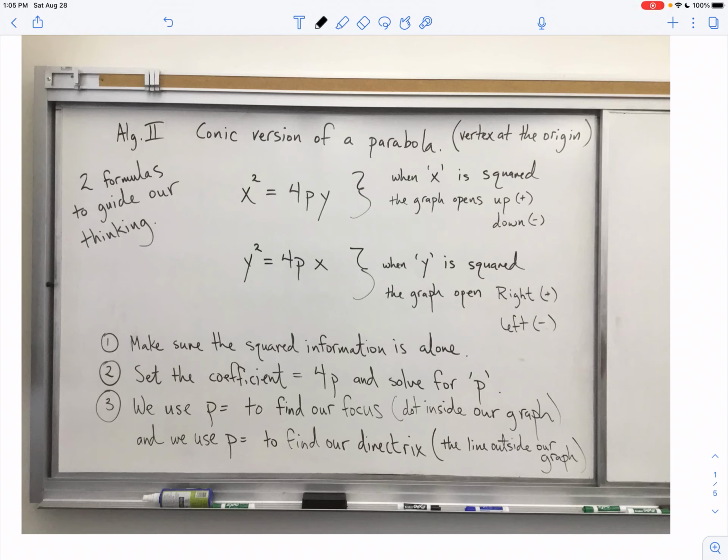Greetings, guys. This is a lesson about graphing parabolas that are written in conic form. Conic form.